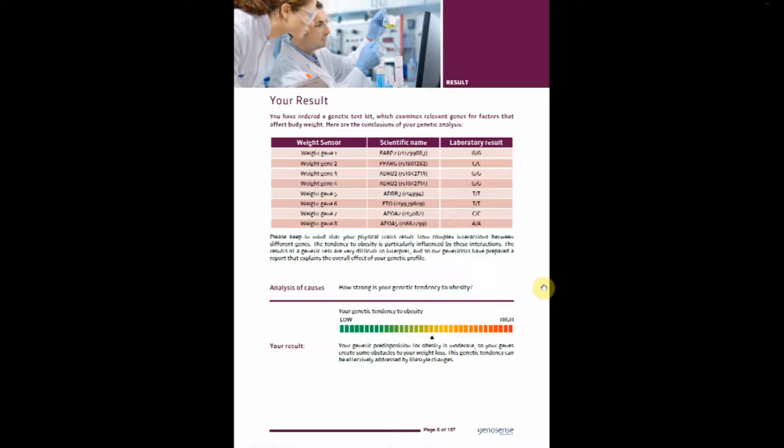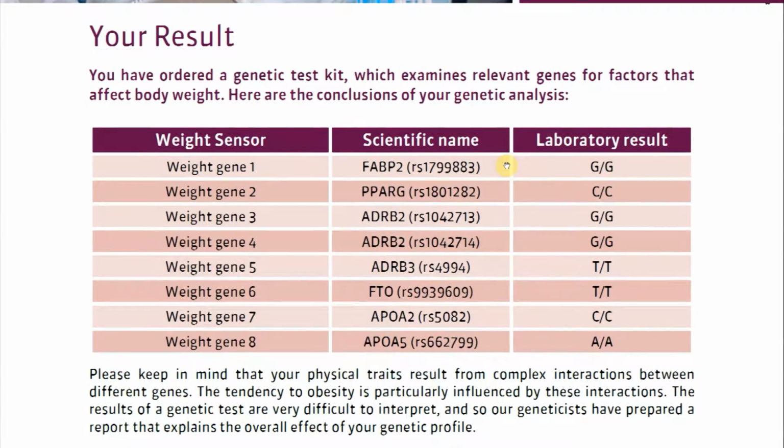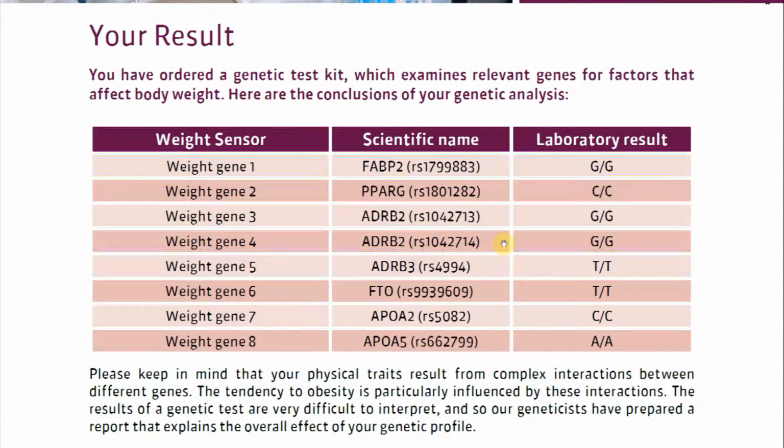And this here, I will just enlarge it. This is the first scientific part. We are testing 8 different genes, genetic variations, to find out the tendencies for obesity, how the body reacts to certain foods, certain nutrients, and so on. And we called the genes weight gene 1 through to 8 in a simplified way, just to make it simple. But there are also the scientific names, and these are the ones here, so FABP2 and so on.